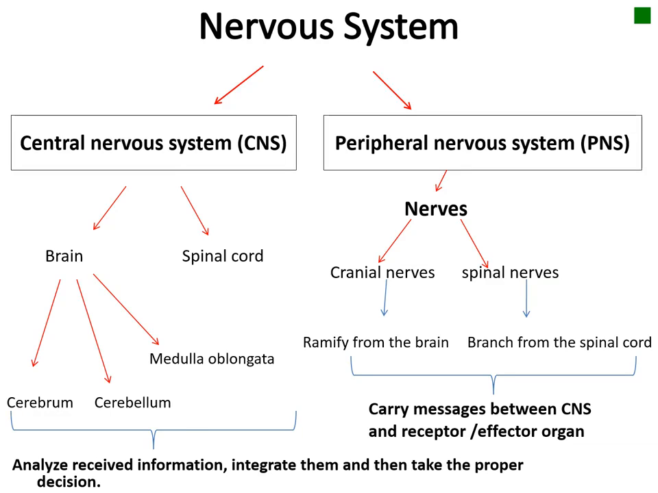So we have two parts, central and peripheral. Central is composed of brain and spinal cord. The brain has three main parts: cerebrum, cerebellum, and the medulla oblongata. They have a role of analyzing the received information, integrating it, and taking the proper decision. While the nerves, we have cranial and spinal. Cranial ramify from the brain, and spinal ramify from the spinal cord. They have an important role of carrying information and messages between the central nervous system and the receptor or the effector organs.